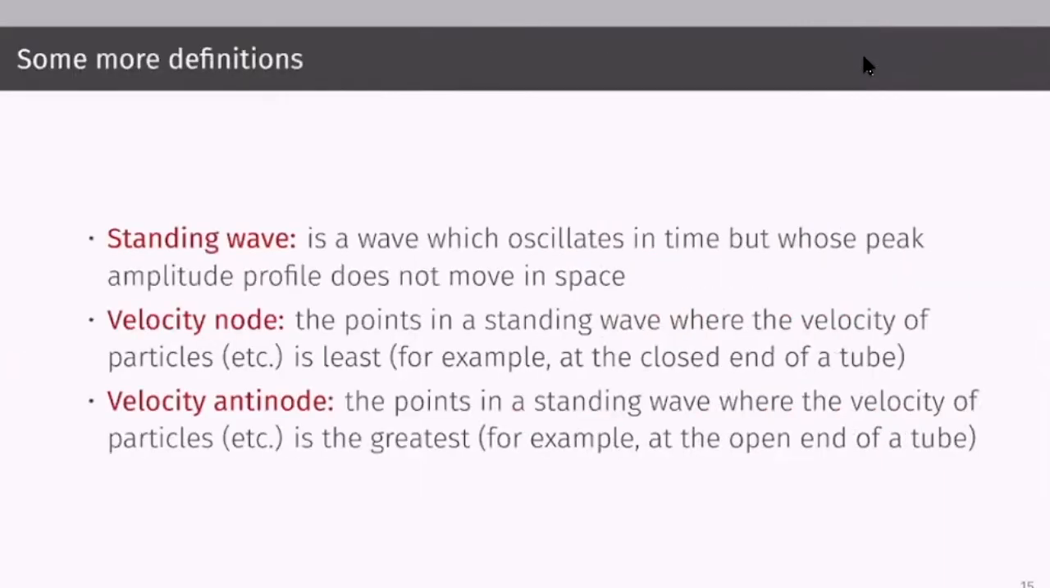First, we need some more definitions. A standing wave is a wave that oscillates in time, but whose peak amplitude profile does not move in space. And what we're going to propose is that the waves that are produced and bouncing around in your vocal tract are actually standing waves.